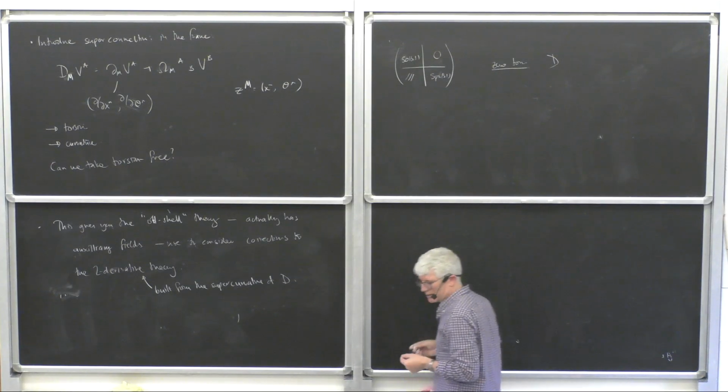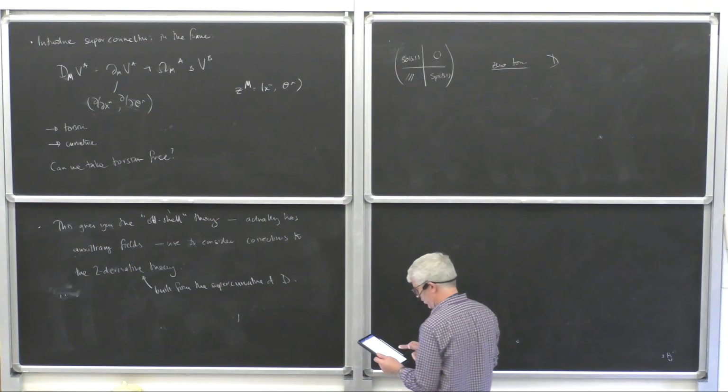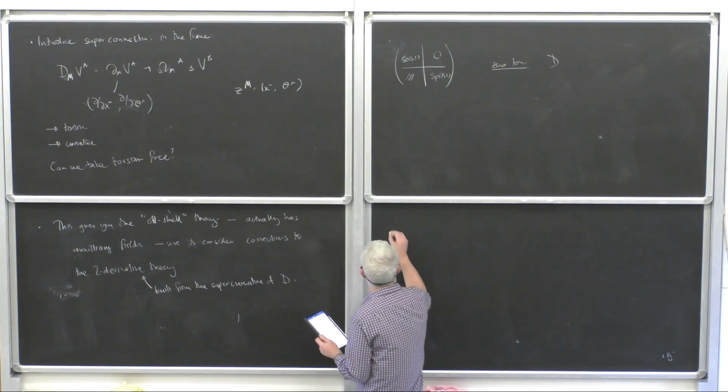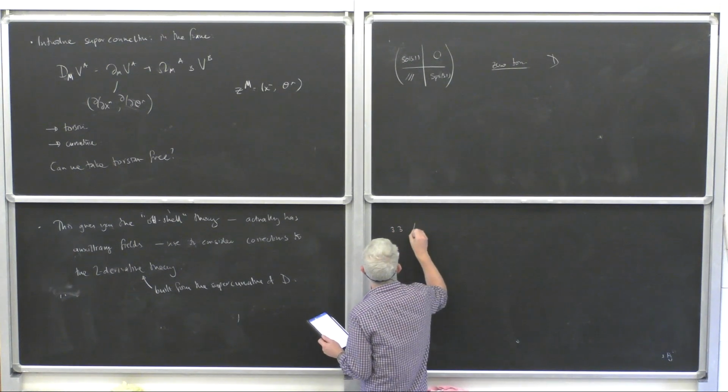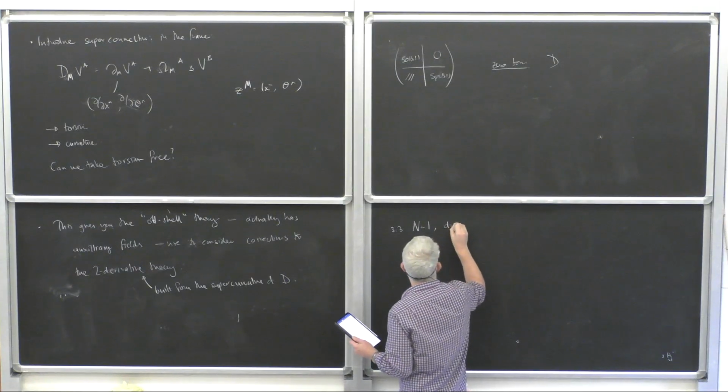All right, so I'm afraid we're going to have even more indices. So let's do N equals 1, D equals 11 supergravity.